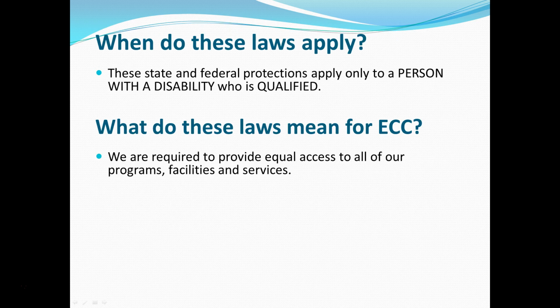When do these laws apply to us at El Camino? The ADA, Sections 504 and 508, California Education Code, and Title V regulations apply to El Camino College and its employees with regards to any person with a disability who is qualified. When a student with a disability is qualified, we are required to provide equal access to all of our programs, facilities, and services.